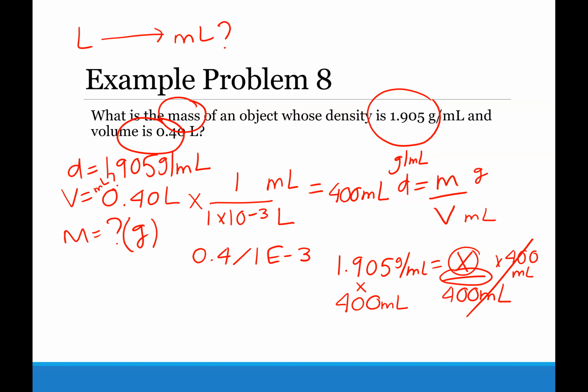And so 1.905 times 400 equals a mass of 762 grams.